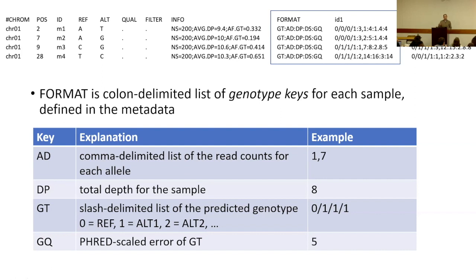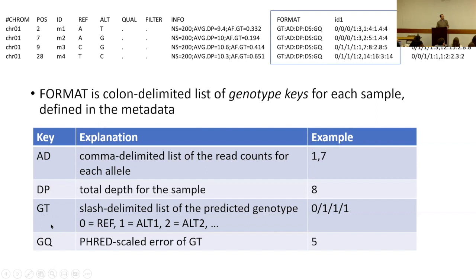So my examples here are all going to be bi-allelic, 2 alleles. So in this example, there's 1 read of the reference allele and 7 reads of the alternate allele for that particular sample. That's what 1,7 means. You add those numbers up and you get the total depth for that sample. So that's what the DP stands for, total depth.